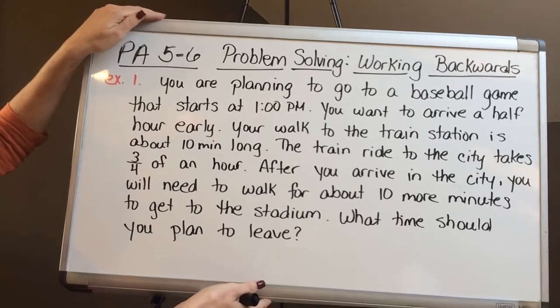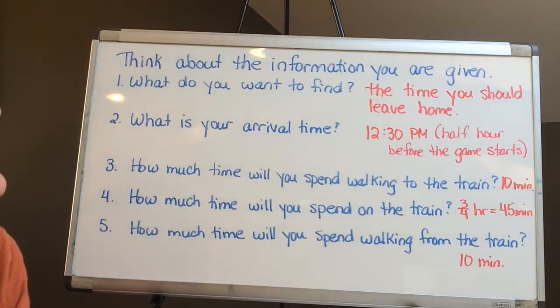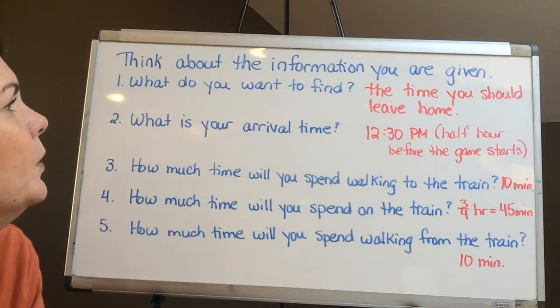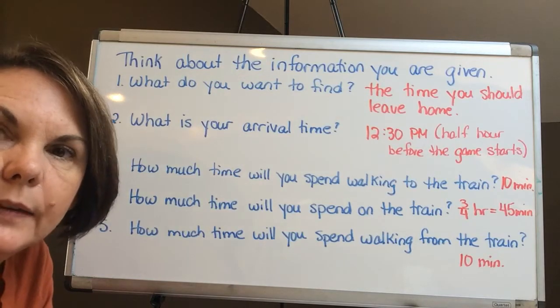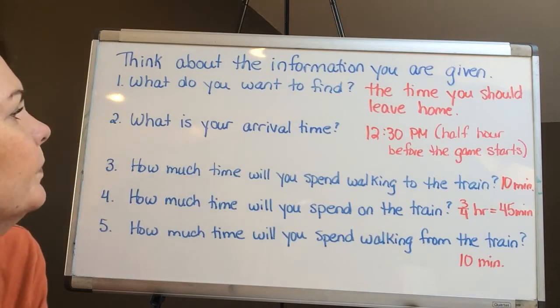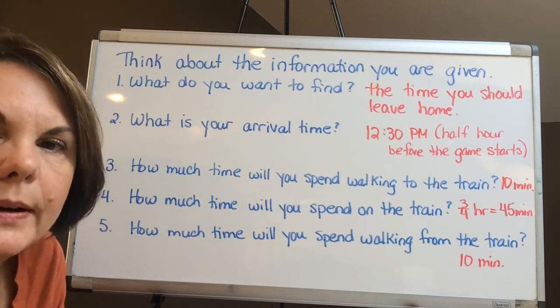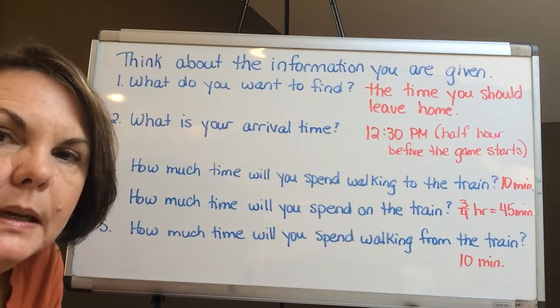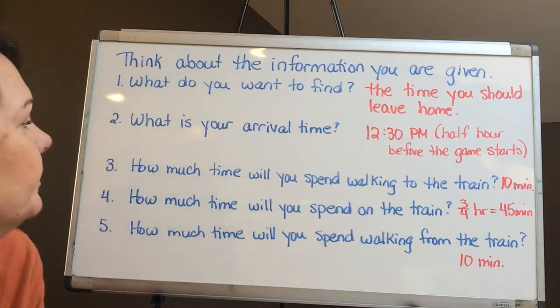Okay, so let's see. Think about the information that you're given. First thing, what do you want to find? Well, that's what time you should plan on leaving your home to arrive on time. Number two, what is your arrival time? Now remember, the game starts at 1 o'clock. However, you want to be there at 12:30. You want to arrive a half hour before the start of the game.